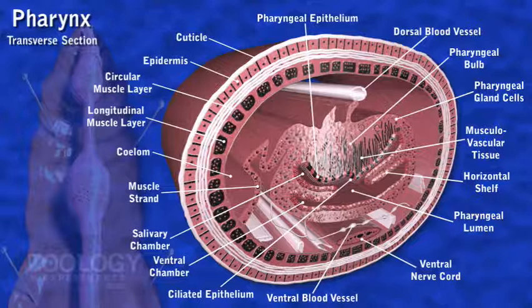The two shelves meet anteriorly and posteriorly, thus dividing the pharyngeal cavity into a dorsal or salivary chamber and a ventral or conducting chamber. Salivary secretion contains mucus and proteolytic enzymes which are poured into the salivary chamber.